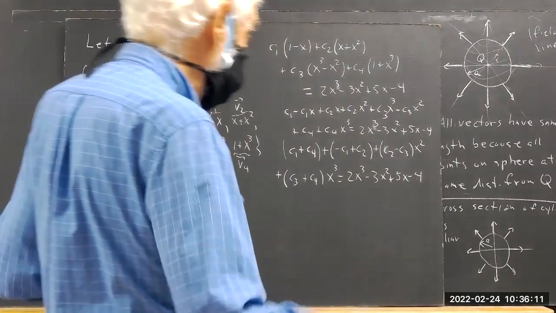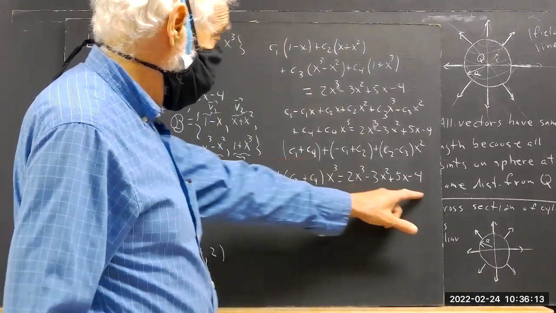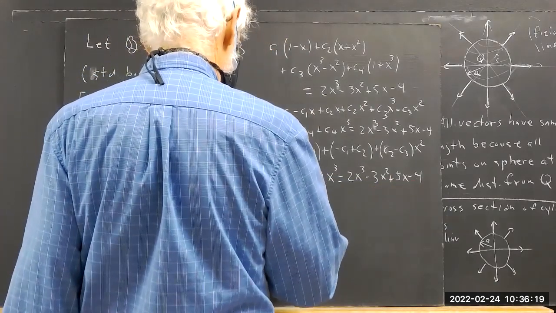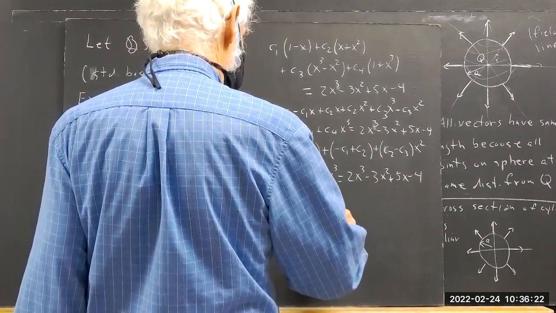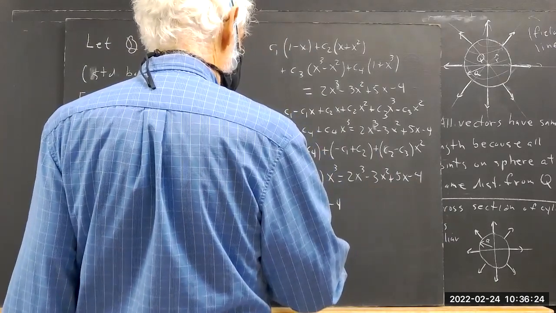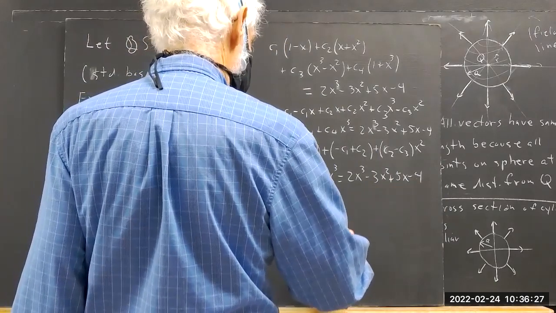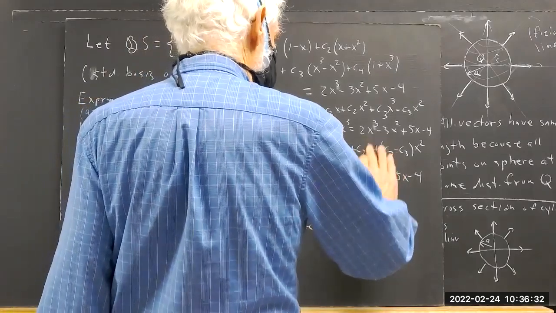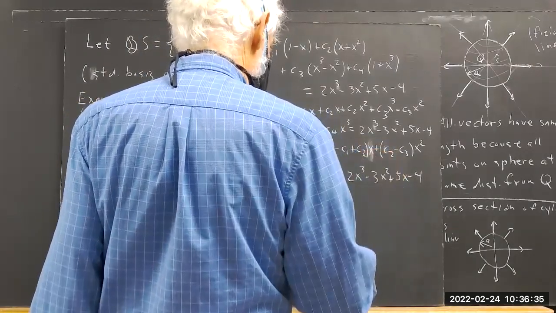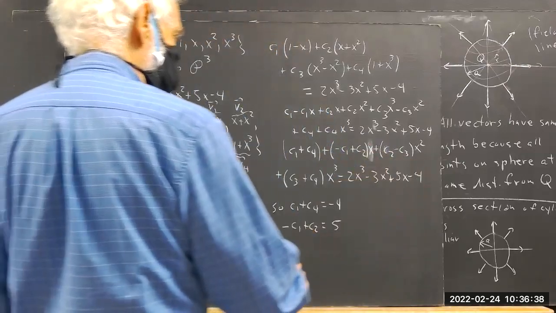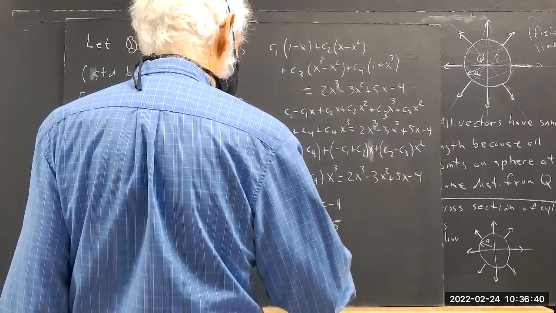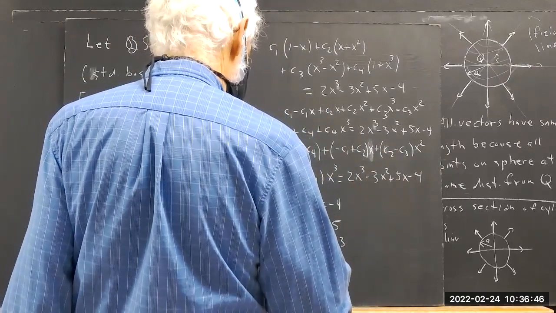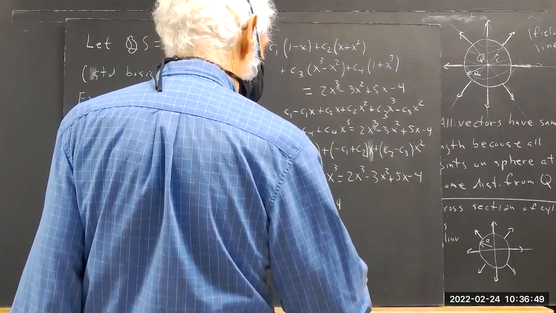And this tells me this has to be true for all values of x. This tells me C1 plus C4 has to equal negative 4, right? And negative C1 plus C2, that's times x, I didn't write the x, but that's got to be 5. And then C2 minus C3 has to equal negative 3. And C3 plus C4 has to equal 2.